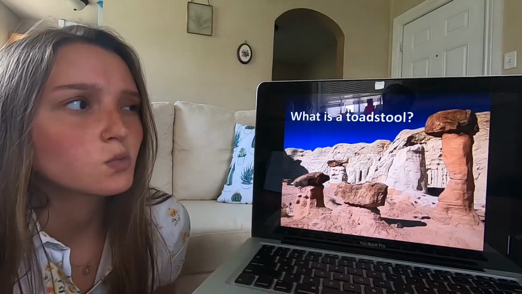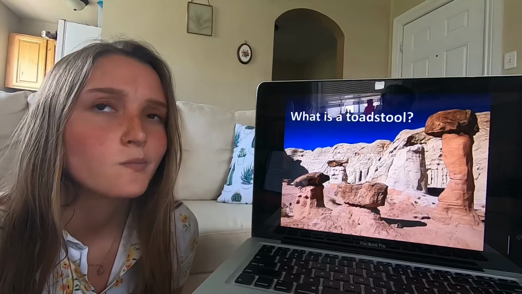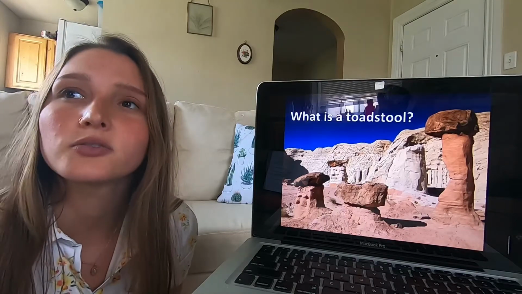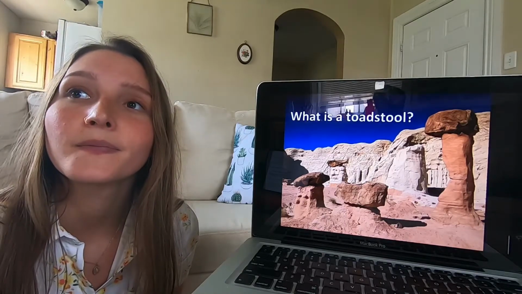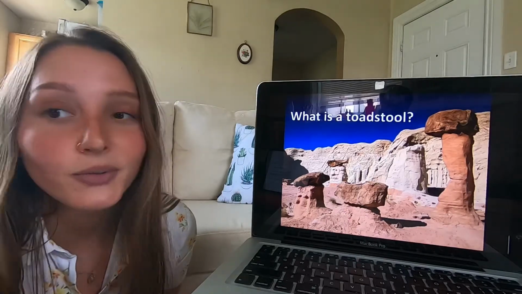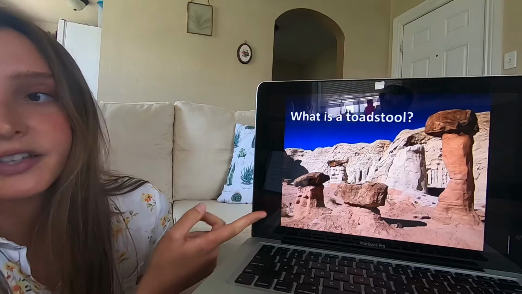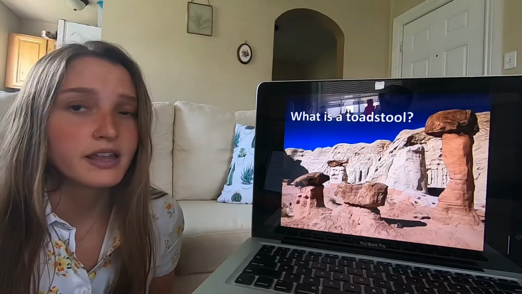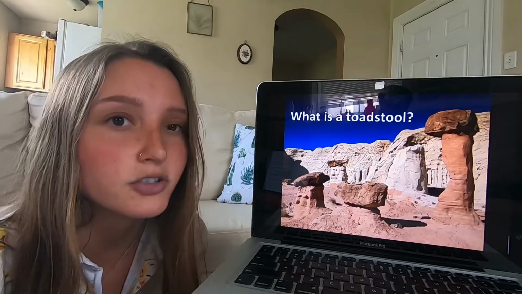Next, we're going to discuss what is a toadstool. Can you tell me what a toadstool is? Mushroom rocks. Perfect. Yeah, so a toadstool are these mushroom-shaped rocks. They are also a type of hoodoo, and they usually form because of differential erosion.